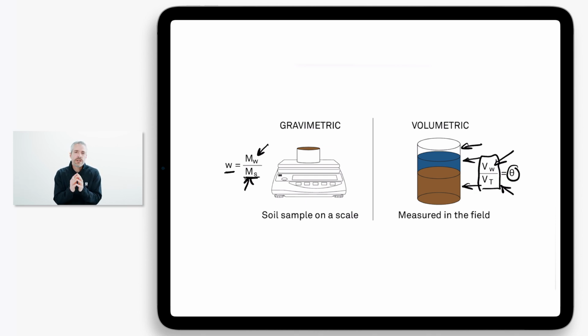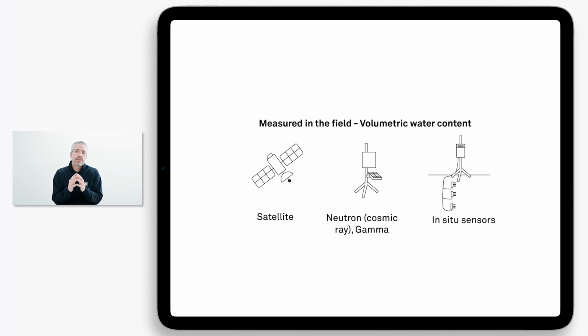Now, the volumetric water content, as I said, is something we use out in the field. But first we've got to understand what are the ways we can measure it out there. So let's talk about that. There are several ways to measure volumetric water content in the field, and I want to make you familiar with each one of these. First, let's talk briefly about measurements with satellites.